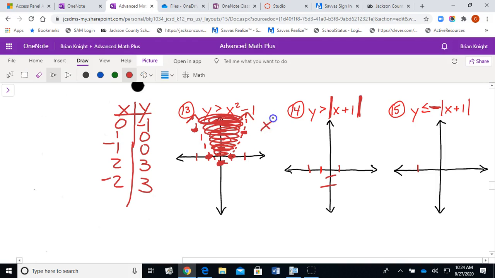14. Make a little XY chart. Again, I don't mind if you get your table from your calculator, but you need to know how to do it on your own. What would make the absolute value 0 there? -1 would make it 0. 1 to the left, 1 to the right would be -2 and 0. Plug those in. You get 1 for both. If you want to do 2 more, you can. They're not necessary, but you can.